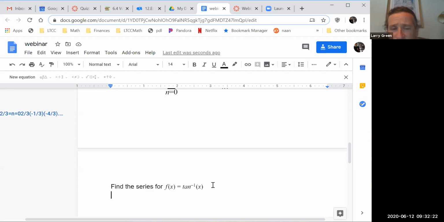One idea is 1 over tangent, except inverse tangent is not 1 over tangent. There's the arctangent. The 1 over tangent is the cotangent. Do you remember that? The inverse tangent means that it's the inverse function of the tangent of x, not the reciprocal of the tangent of x. So any other ideas on how you might come up with a power series for the inverse tangent of x?